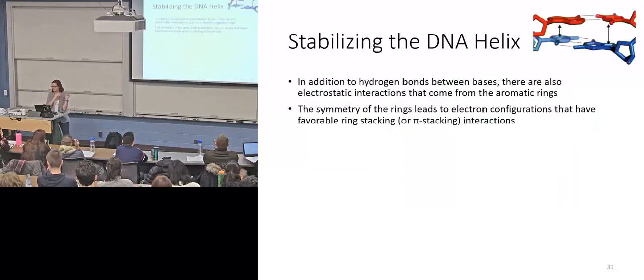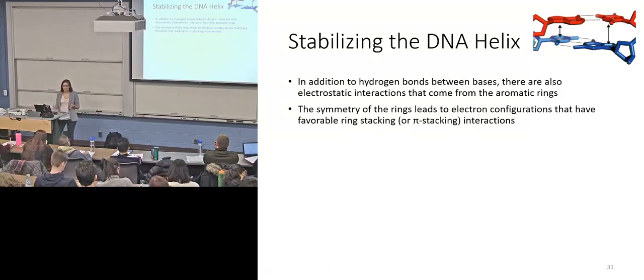And they appear here, right? So when all the bases are aligned nice and vertically on each other, in between them there are all these van der Waals interactions. In addition to hydrogen bonds between bases, or base pairing, there are also these electrostatic interactions that come from the aromatic rings. The symmetry of the rings will lead to electron configurations that can have really favorable interactions. There are a lot of different words for this: ring stacking, pi stacking, base stacking. I might use any of them. You might read any of them somewhere. They're going to mean essentially the same thing.